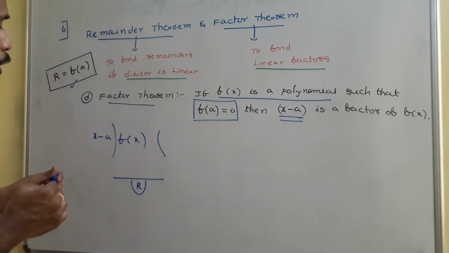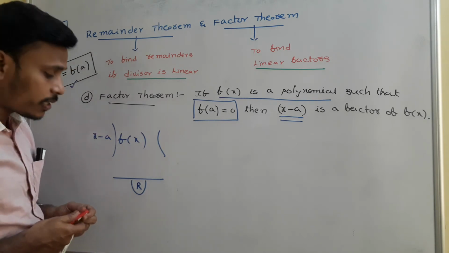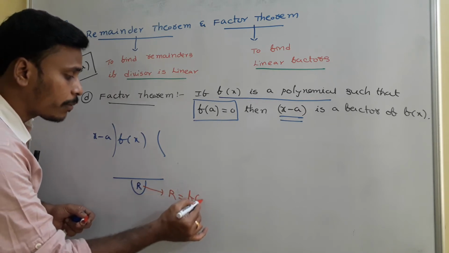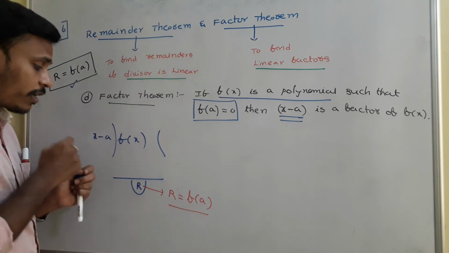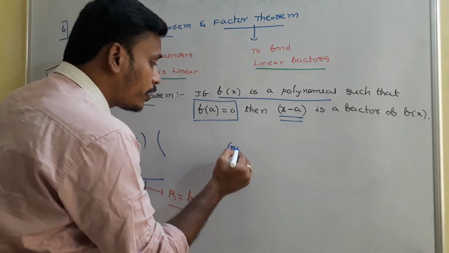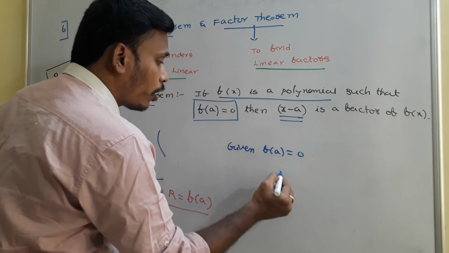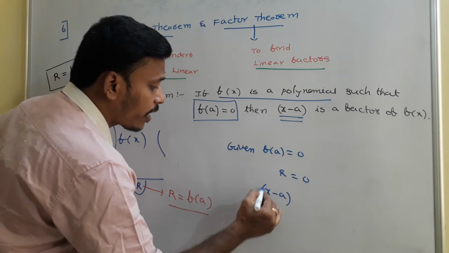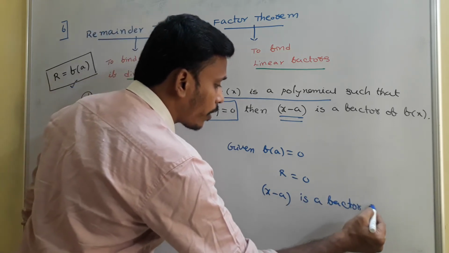When you divide f of x with x minus a, you will get some remainder. But according to the remainder theorem, since we are dividing with x minus a, we know that the remainder is simply nothing but f of a. Given f of a is 0. Since f of a is 0 in the statement, the remainder is 0. Since the remainder is 0, the division is exact, and we call that x minus a is a factor of f of x.